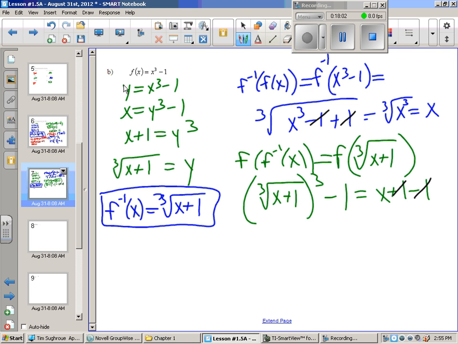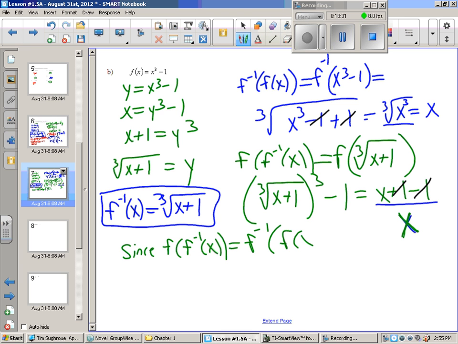I can always tell whether you did it correctly or not by checking the last steps. Notice here the last step was the cube root of x cubed in order to get x, where here in green the last step was x plus 1 minus 1. If you try to fake it, it's easy for me to see. That's x. And again, we make a summary statement. It's the same thing every time. Since f of f -1 of x equals f -1 of f of x equals x, the functions are inverses.